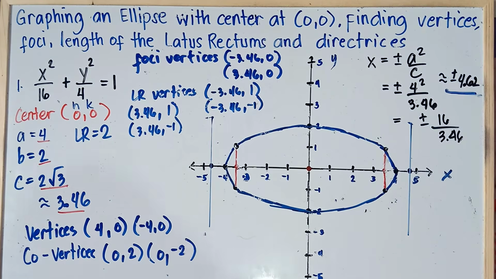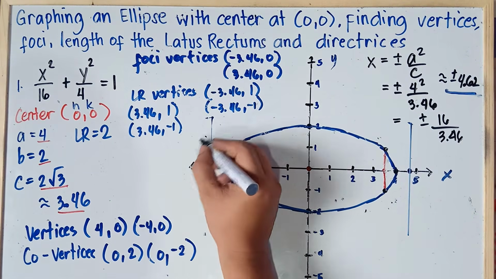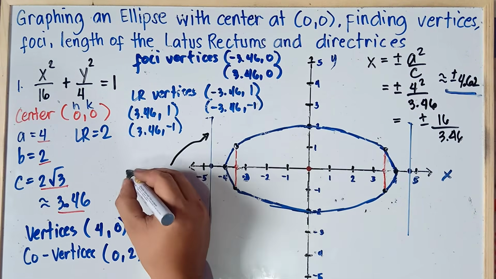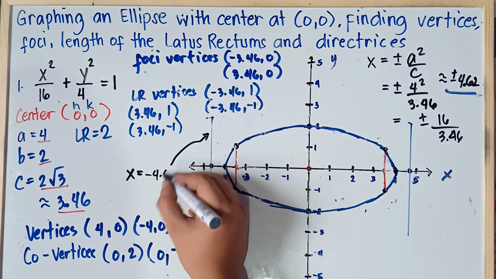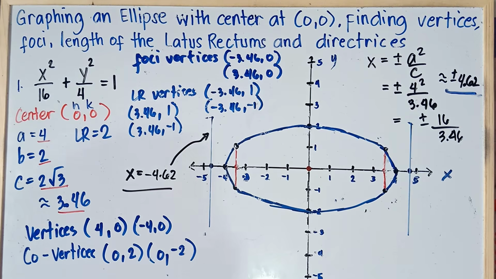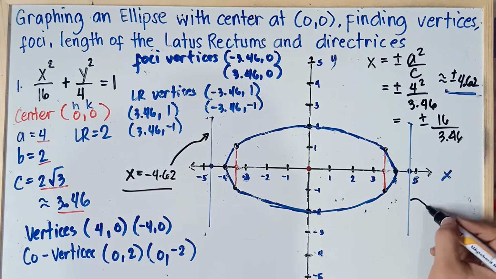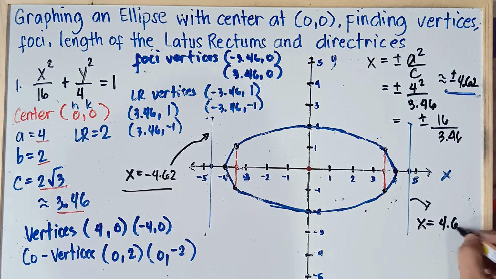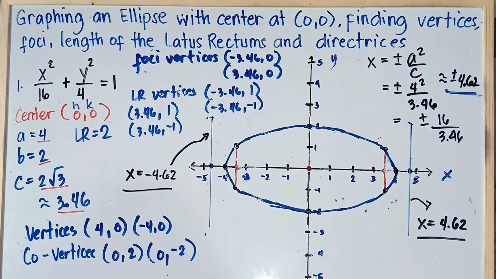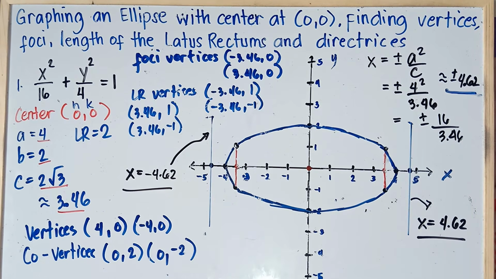So you can write the equation plus this one. Alright, so this equation right here, x equals, so this is negative 4.62. And this equation right here, class, the other equation, that would be x equals positive 4.62. And that would be your directrix, class. All set, class. All set for this one.